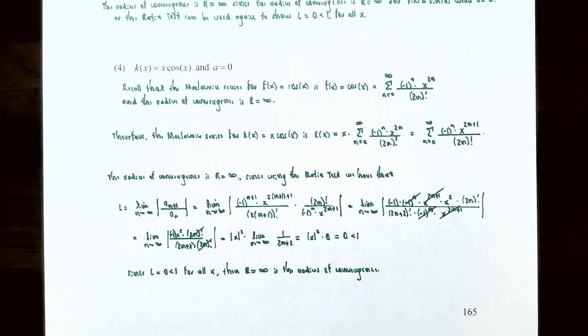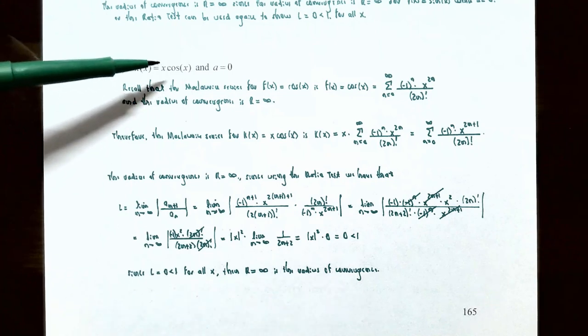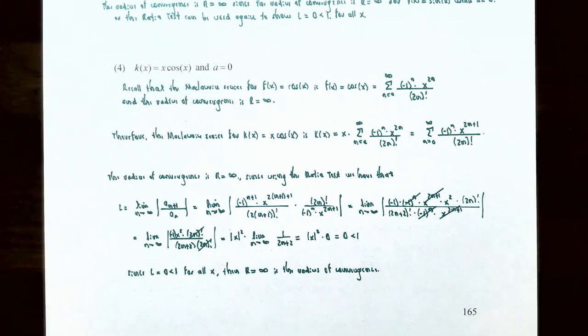So let's finish up this video with number 4. Number 4, we're going to find out a Taylor series or Maclaurin series for the function k of x, which is equal to x times cosine of x, where it's centered at a equals 0. So this time it will be a Maclaurin series.